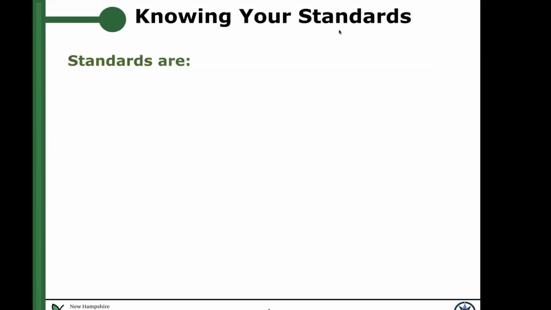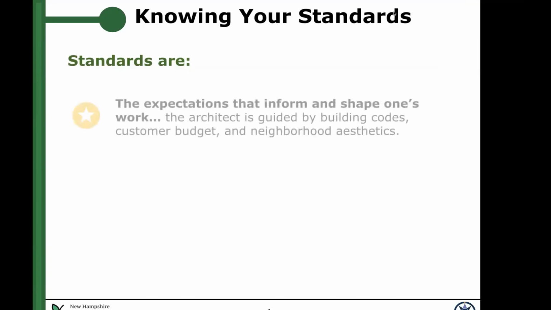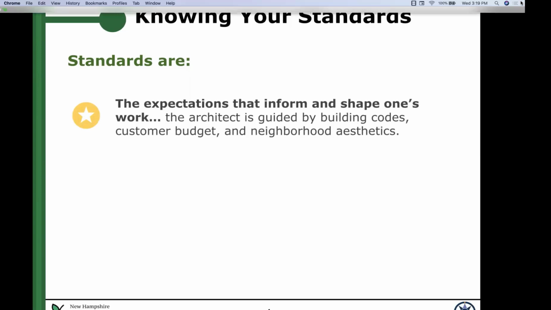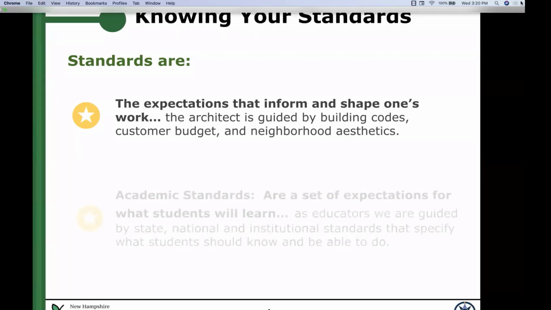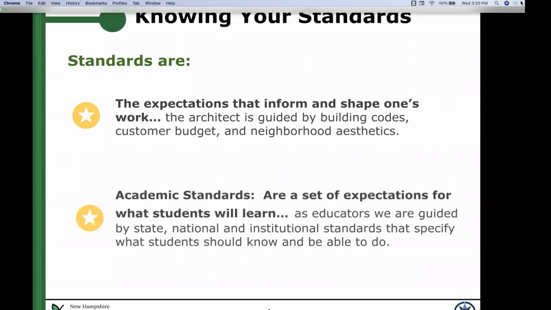So knowing your standards, what your standards are, right? They're obviously the expectations that inform and shape your work in the classroom, right? It's basically the guide for everything that goes on in what you need to be doing in your classroom. It's your whole architecture of everything. Your academic standards are the set of expectations for what students will learn, right? So these are guided by the state.